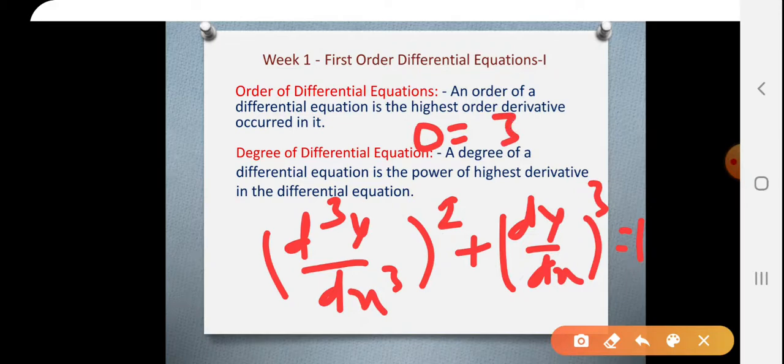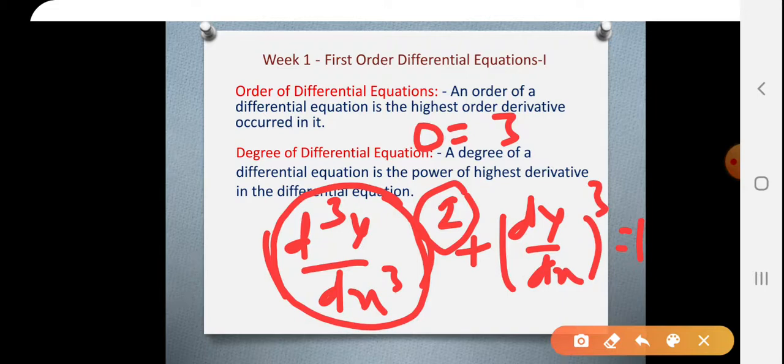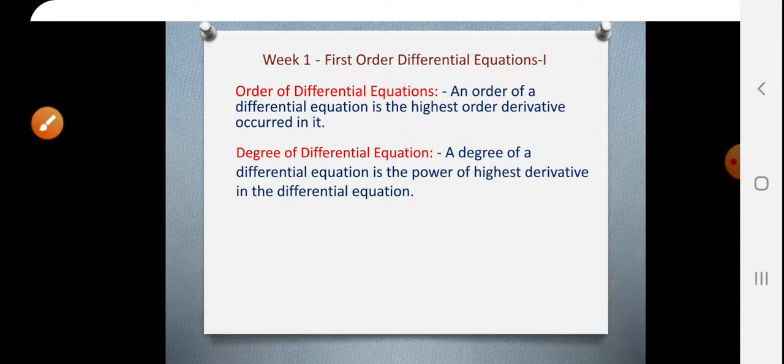What about degree? Whatever your highest order derivative is, see its power. Here this is your highest order derivative, its power is 2. Therefore the degree of this differential equation is 2. Understood? Though here dy by dx has degree 3, your highest order derivative is d cube y by dx cube. See its power. If its power is 1, then we can say degree is 1. If its power is 2, then we can say degree is 2, like that. Okay.